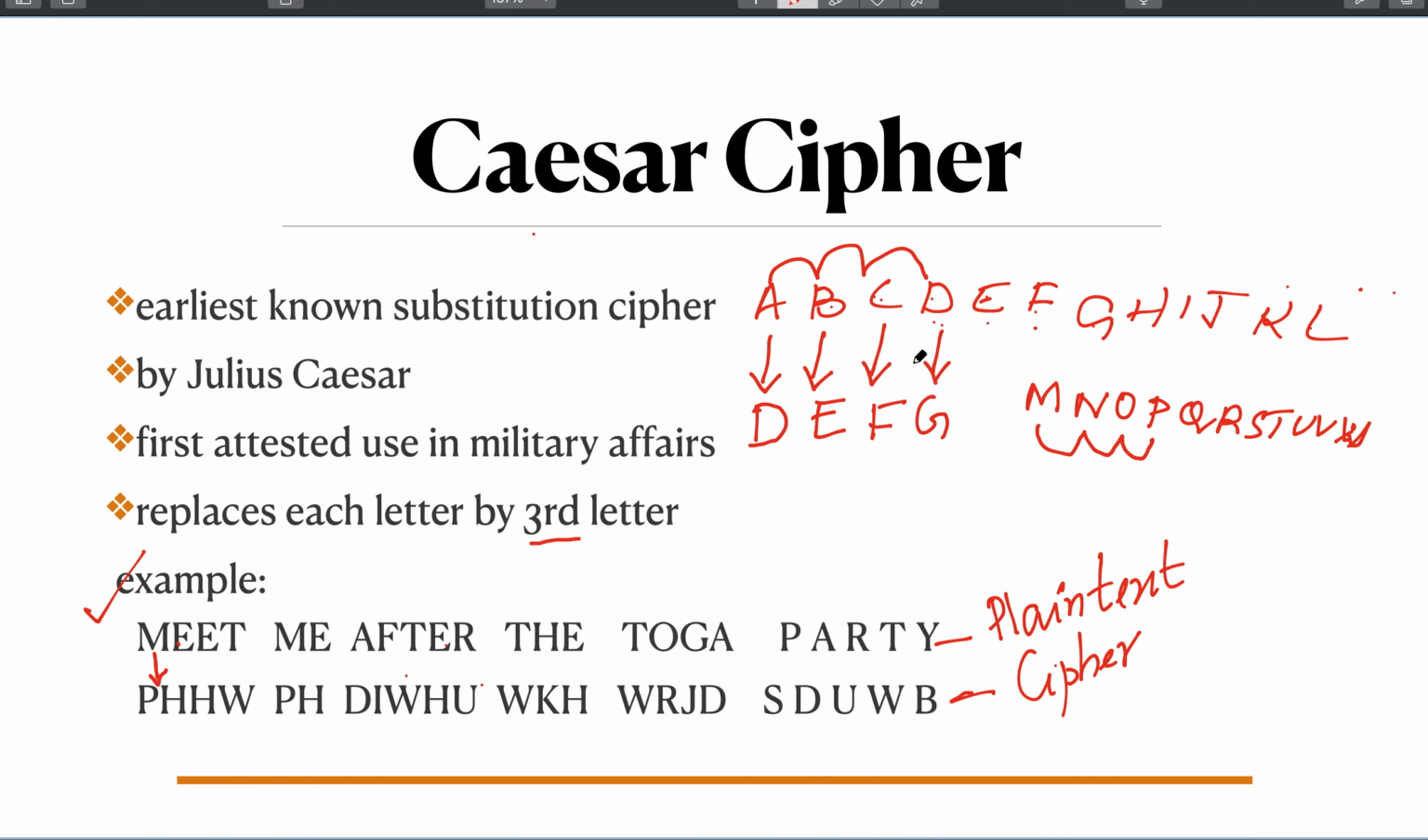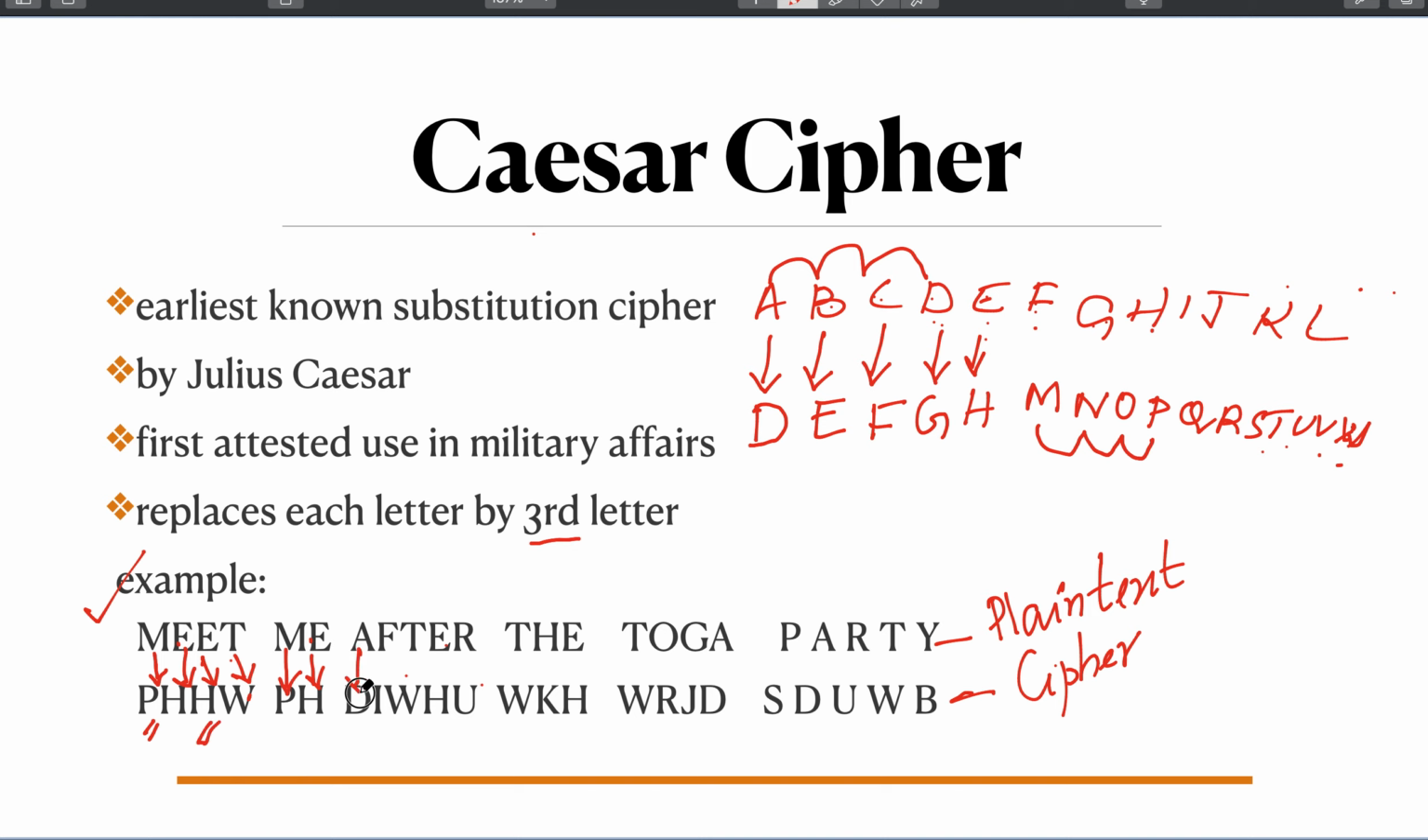Similarly, E is replaced by, you know that after E the third letter is H, right? So E is replaced by H. This E is repeated again, so you get the same cipher text H itself. For the letter T, the third letter that comes after T is U, V, W, right? So T is replaced by the cipher letter W. Again M is replaced by P because we have already seen it in the first word. E is replaced by H because we have already seen it.